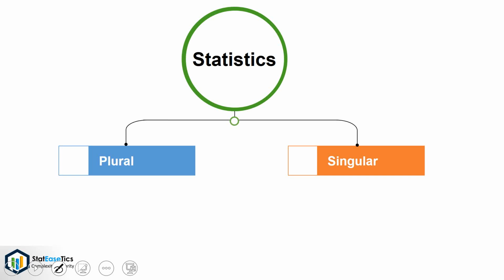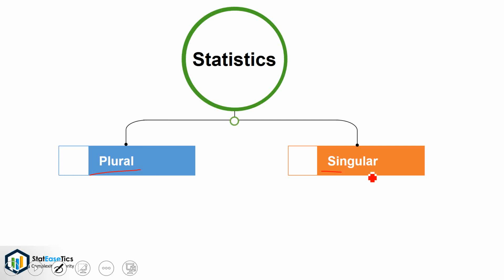The word statistics is generally used in two different ways. When it is used in plural form, it means the quantitative data affected to a marked extent by a multiplicity of causes. When we say collect statistics, it means collect the numerical data which are to be analyzed and interpreted.